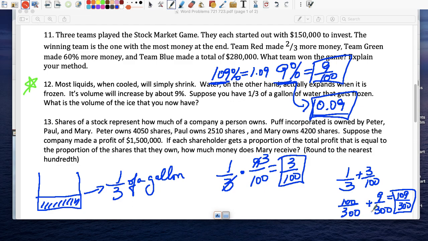So one way you do it in parts, you find the percent of increase or decrease, and either you add or subtract to the original, or the other one, you just get to the answer right off the bat, with one step. It's a matter of choice.